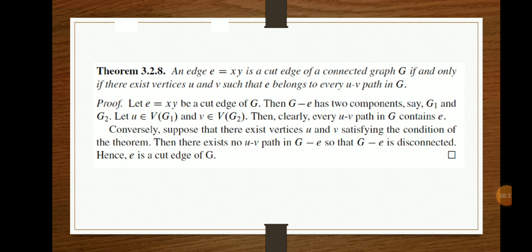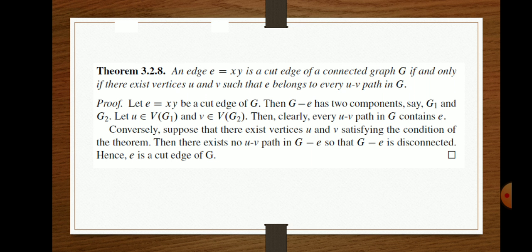The next theorem is a necessary and sufficient condition for an edge to be a cut edge of a connected graph G. An edge e = xy is a cut edge of a connected graph G if and only if there exist vertices u and v such that e belongs to every u-v path in G. Proof. First consider the cut edge e = xy. Then G minus e has two components, say G1 and G2.